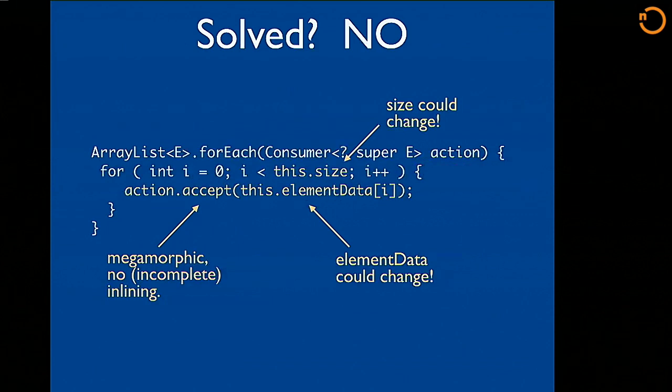Well, no. The problem with ArrayList for each is it takes a function object. The whole point of it is that you could pass it lots of different functions. It's guaranteed that you're going to use more than 3. At least it's highly likely. And so we're not going to be able to inline this. And we are going to have to worry about the fact that element data could change or size could change.